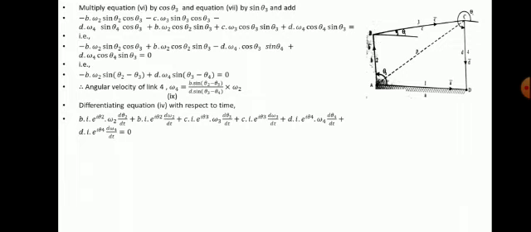Angular velocity of link 4, omega 4, is equal to b sin(theta 2 minus theta 3) over d sin(theta 3 minus theta 4), into omega 2. Now differentiating equation 4 with respect to time.